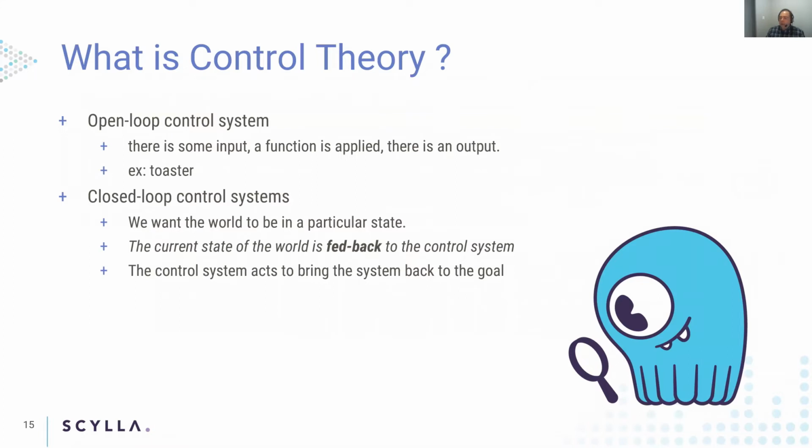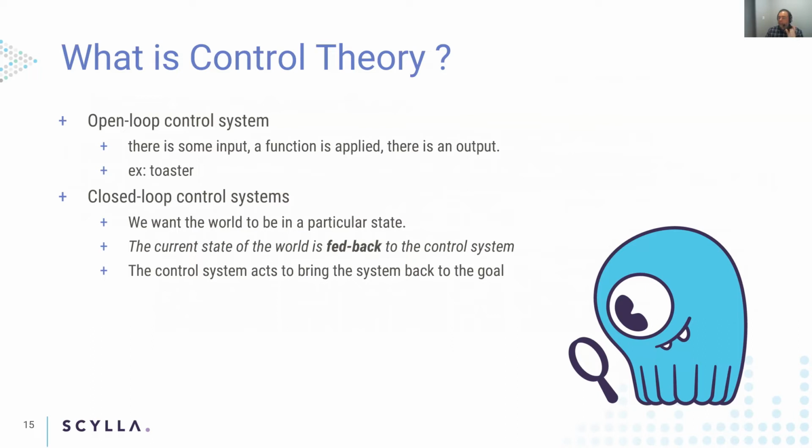There are two kinds of control systems. When I'm talking about control systems, I can be talking about open loop control systems. An open loop control system essentially has an input, and I never look at the output. I never look at the state of the world, and it just outputs something that is proportional or some function of that input. One example is a toaster.